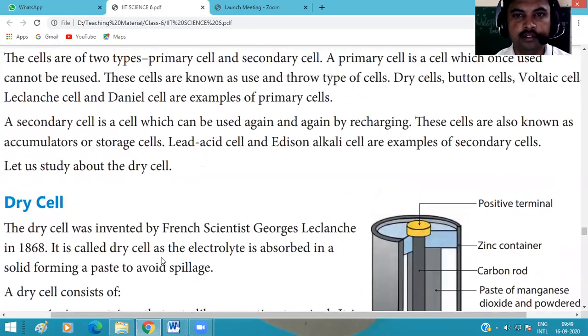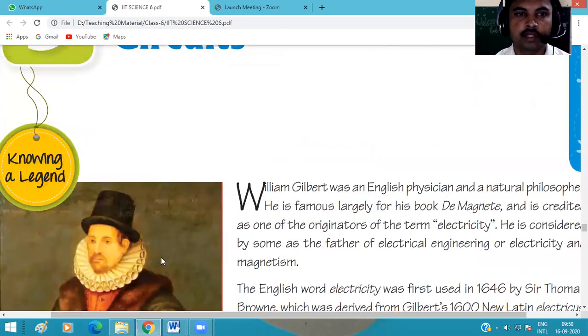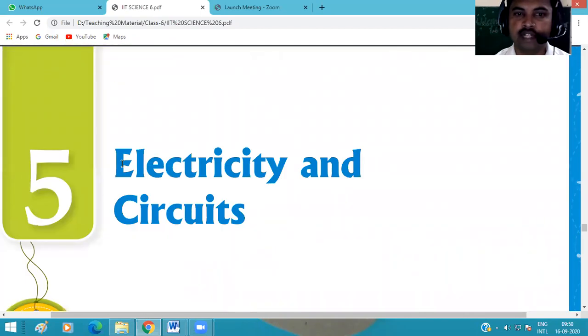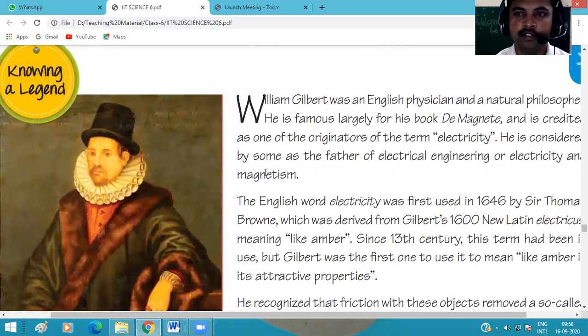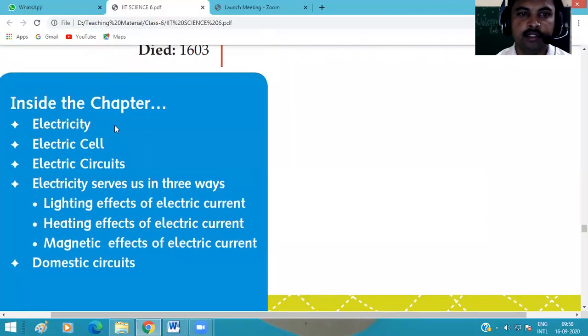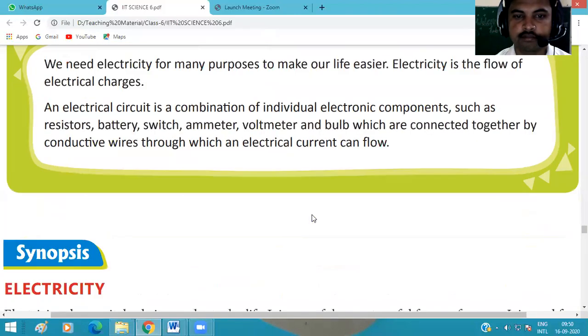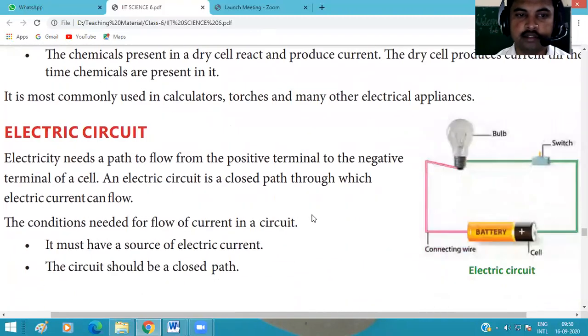From the last few videos, we will continue with the fifth chapter of Science, that is Electricity and Circuit. In this chapter, we discussed a famous scientist, William Gilbert, and we continue with the different topics of this chapter. Electricity we already discussed, electric cell we discussed, and today we continue with the next topic, that is electric circuit.